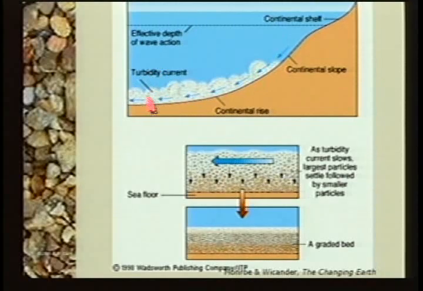And as this sediment water flow stops moving, hits a nice flat area, you'll see the bigger particles settling out first, then the medium size, and then the fine grain size. This would be graded bedding. Bigger at the bottom, finer at the top.